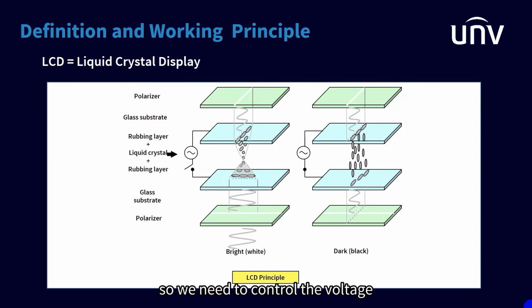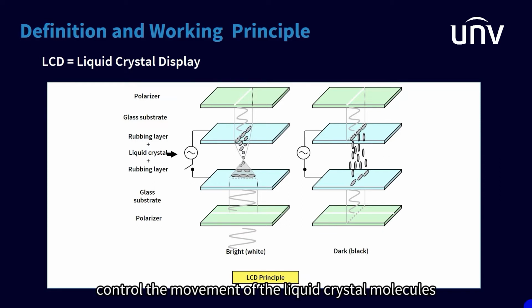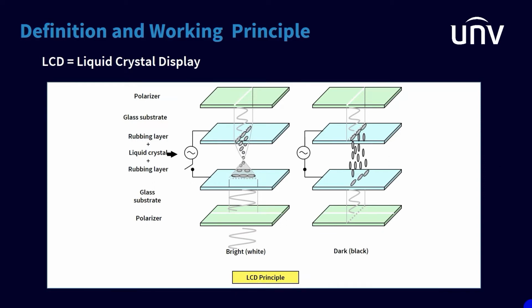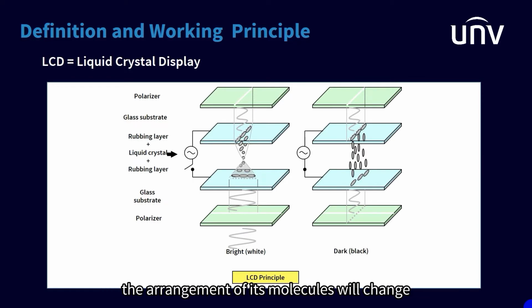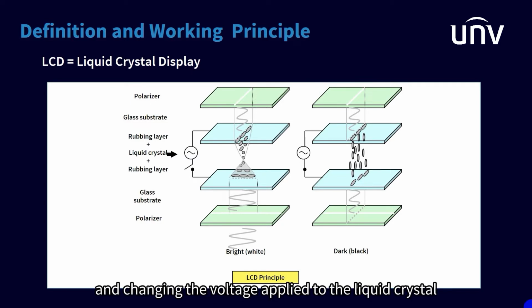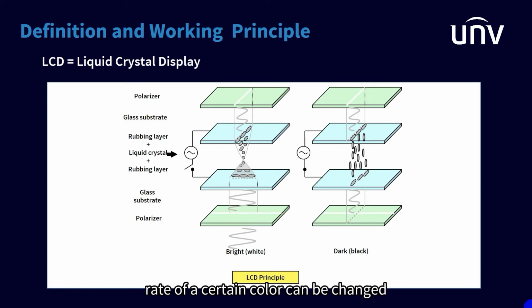So we need to control the voltage to control the movement of the liquid crystal molecules. When an electric field is applied to the liquid crystal, the arrangement of its molecules will change. If combined with a color filter and changing the voltage applied to the liquid crystal, the light transmission rate of a certain color can be changed. In other words, changing the voltage across the liquid crystal can change its light transmittance.